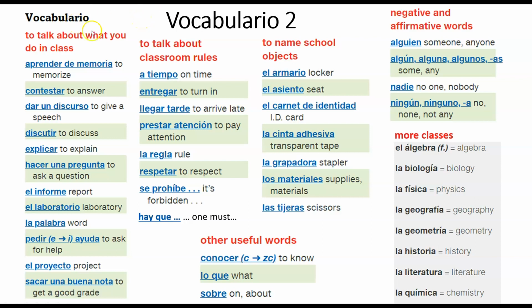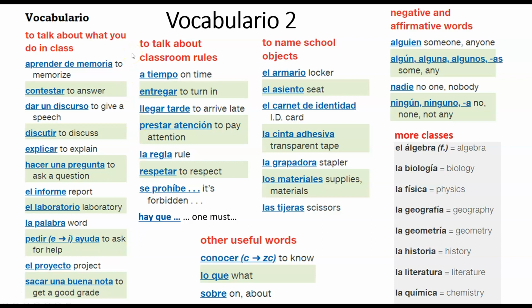Okay, vocabulario 2. To talk about what you actually do in class. Aprender de memoria, to memorize. Contestar. Dar un discurso. Discutir. Explicar. Hacer una pregunta. El informe. El laboratorio. La palabra. Pedir ayuda, to ask for help. Notice the E changes to I here once you conjugate it in the present tense. El proyecto. Sacar una buena nota.